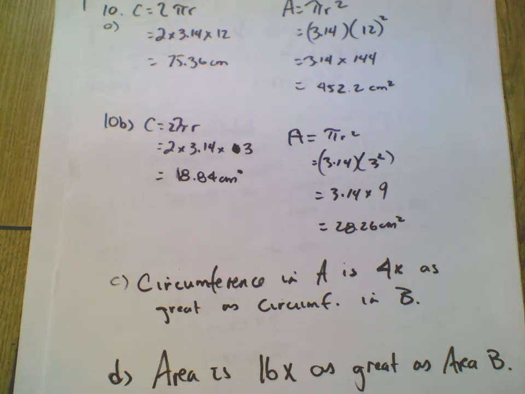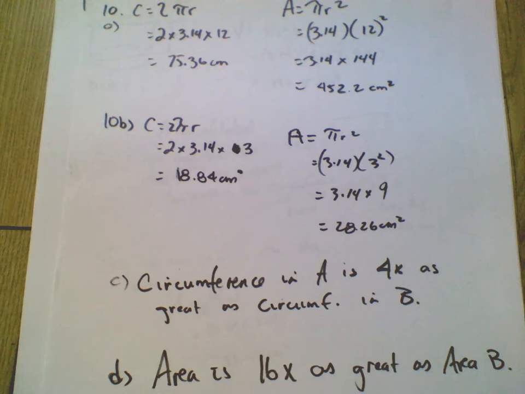For 10b, they give us a diameter of 6. Half a diameter is 3, so that's our radius. So 2 times 3.14 times 3 gives you 18.84. Then we use the same formula for area, pi r squared. Our r value is going to be 3. So 3 squared is 9. 9 times 3.14 equals 28.26. In this situation, you need to know your formulas.